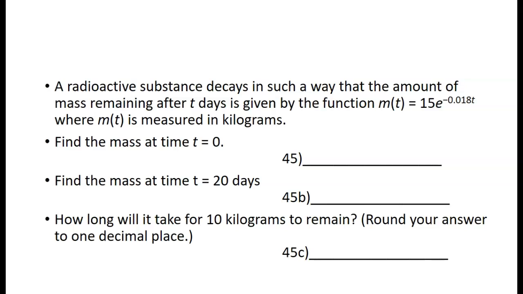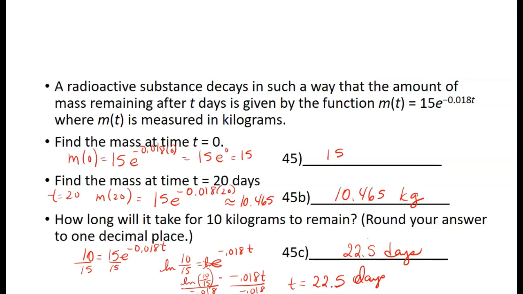Okay, here we have one dealing with radioactive decay. The first one: find the mass at time t equals 0. So that's just plugging 0 in and evaluating that on your calculator. When I put 0 in here, this expression would be e to the 0. Anything to the 0 is 1. So I end up with just 15 as my answer there.